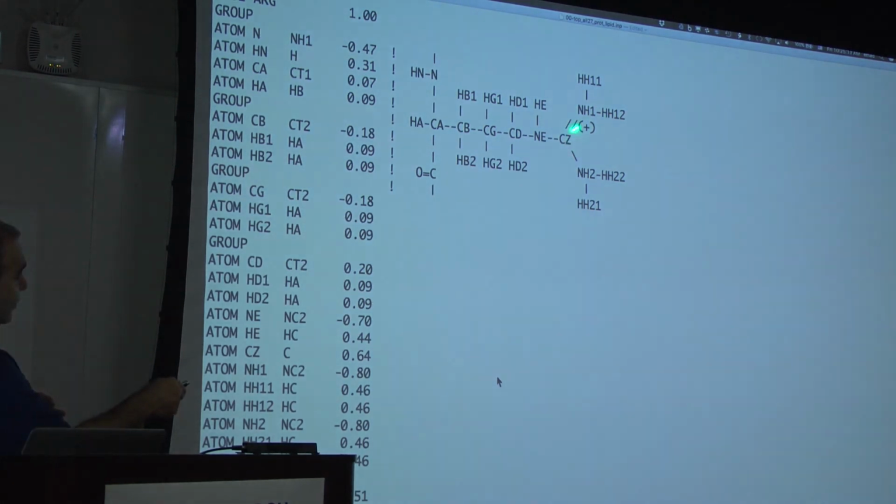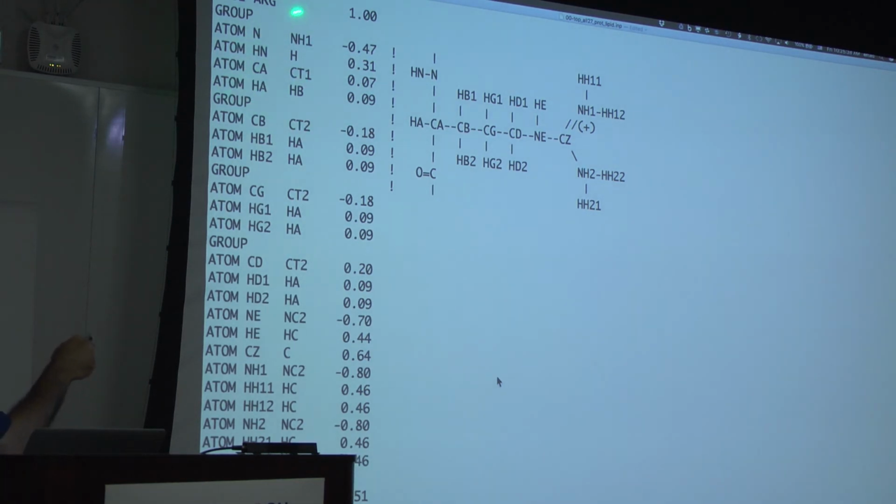So there is a positive charge in arginine. Arginine is a basic side chain, has a very high pKa and stays protonated at almost every pH, unless it's in a very unique electrostatic environment in the protein. We will talk about this and protonation states after the break.